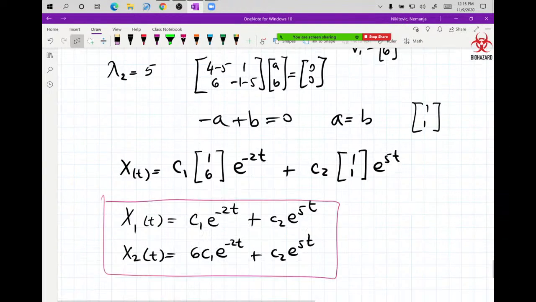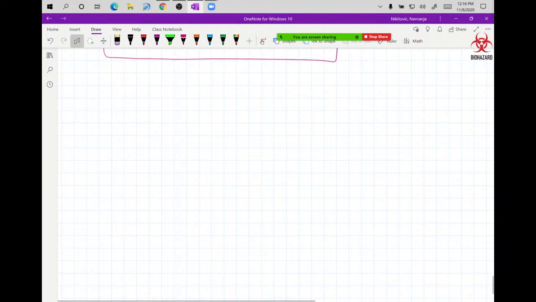Now, how about if we have 3? Well, it's just more calculation. You know that your determinant for the 3 vectors is harder to obtain. So yeah, good luck there. And then you would have to find 3 eigenvectors. So now let's do one that is 3 by 3.